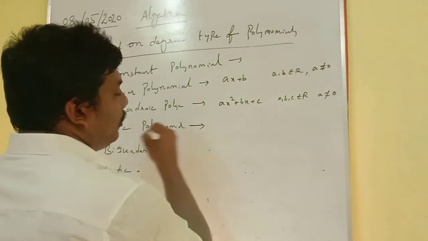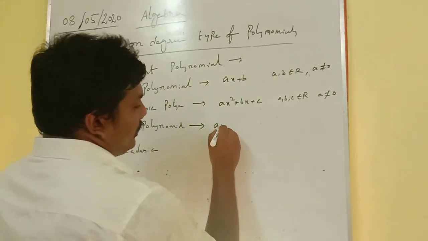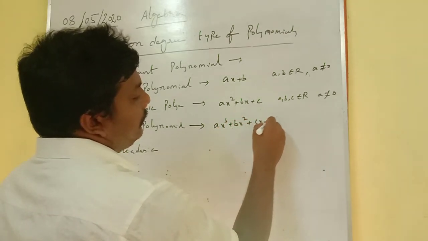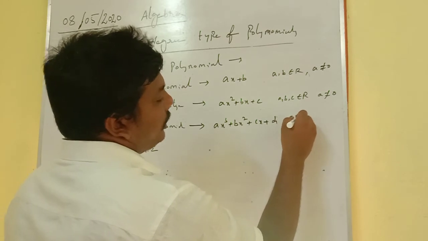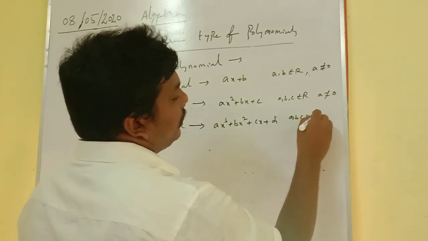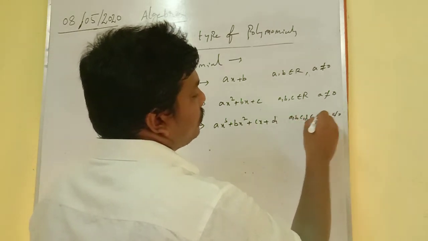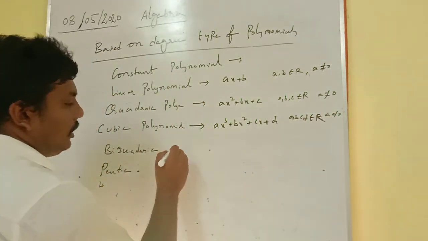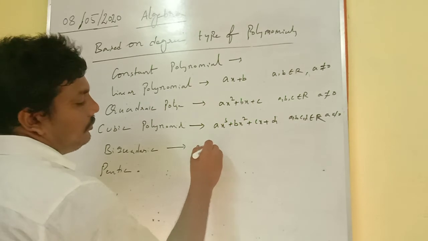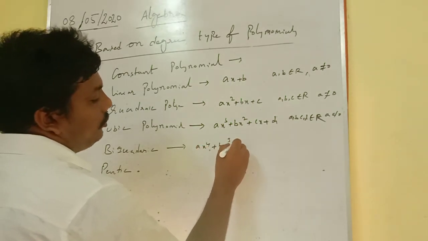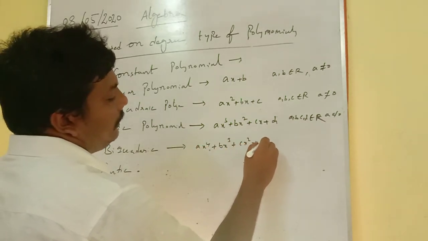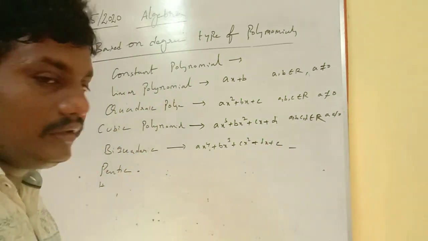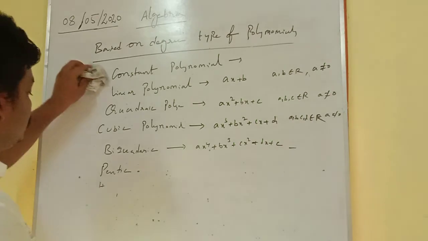Then coming to the cubic polynomial, what is the general form? ax cube plus bx square plus cx plus d, where a, b, c and d belong to real numbers and a is not equal to 0. Like that, the biquadratic polynomial: ax power 4 plus bx cube plus cx square plus dx plus e. The same thing happens for the 5th degree polynomial or 6th degree polynomial.